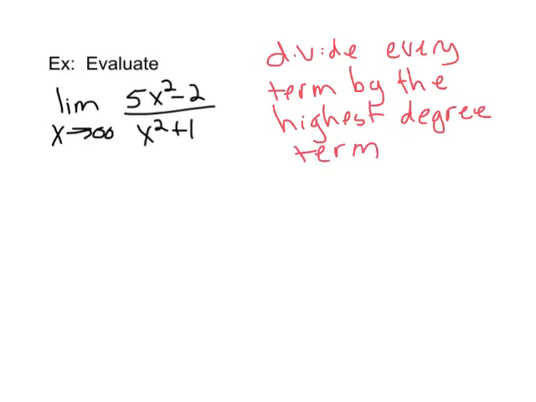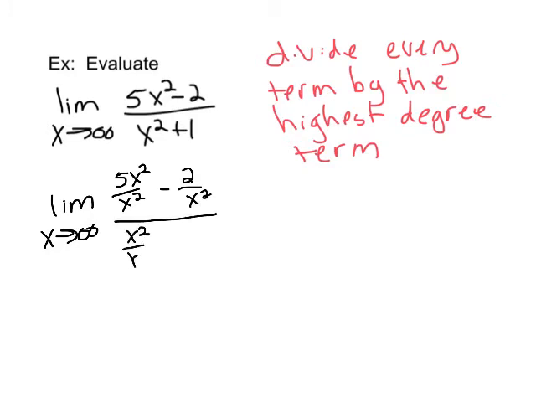So when I look at my function, my highest degree term is an x squared. So I'm going to divide each term by x squared. It's equivalent to multiplying every single term by 1 over x squared. So when I do that, I end up with the limit as x approaches infinity of 5x squared over x squared minus 2 over x squared, and then all over x squared over x squared plus 1 over x squared.